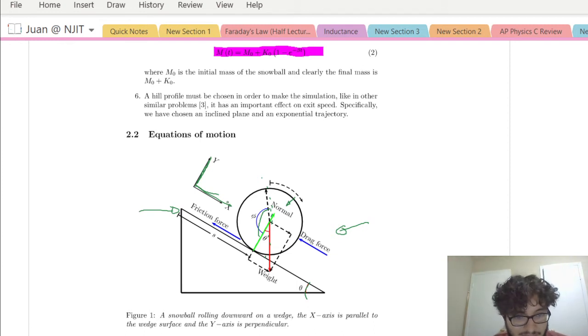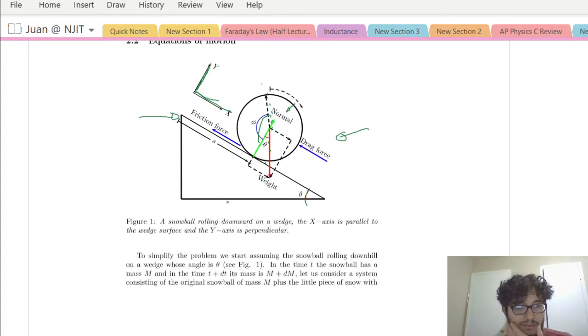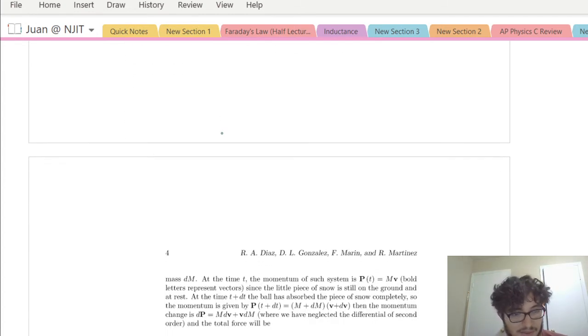Okay, so to simplify the problem, we start by assuming the snowball rolling down the hill on a wedge whose angle is theta, and in the time t, the snowball has mass m, and in the time t plus dt, its mass is m plus dm. So I guess they're saying that at a particular time its mass will increase by a very infinitesimal amount. So let us consider a system consisting of the original snowball of mass m plus the little piece of snow with mass dm.